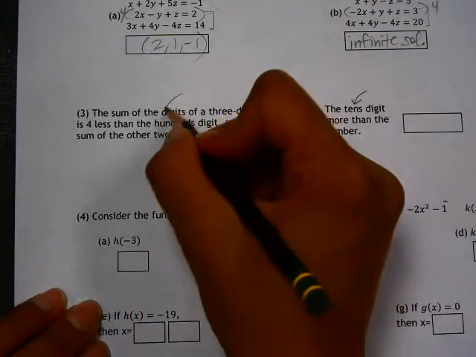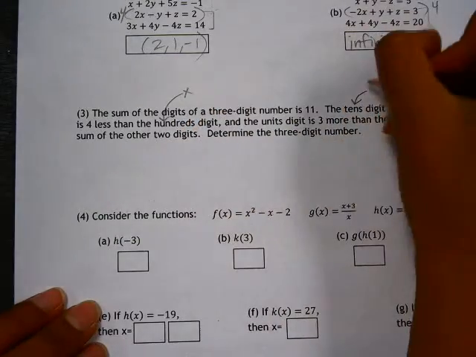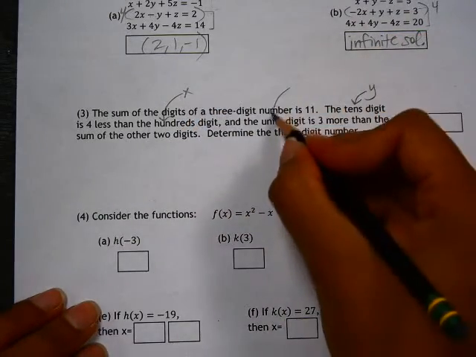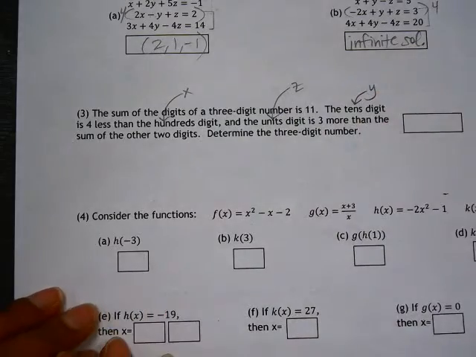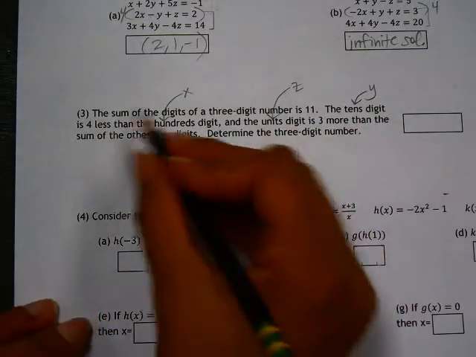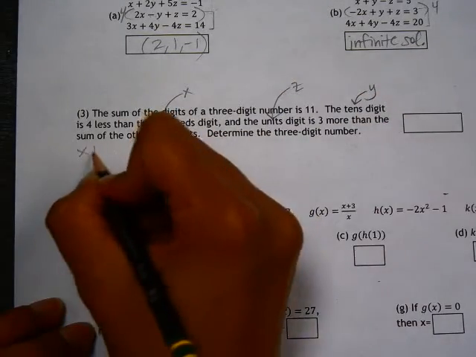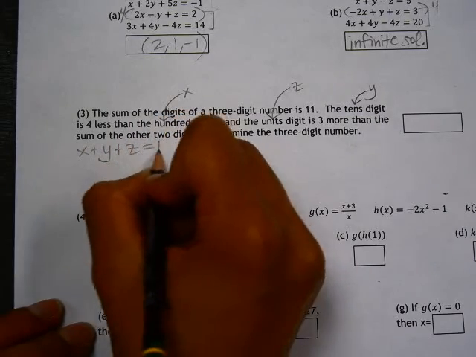So why don't we say that the hundreds digit is x, the tens digit is y, and then the units digit we'll call z. So the sum of the digits is 11. So x plus y plus z is 11.